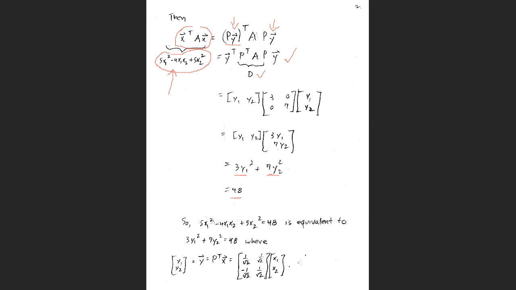And so this quadratic form here, 5x1 squared minus 4x1 x2 plus 5x2 squared equals 48, is equivalent to the quadratic form 3y1 squared plus 7y2 squared equals 48, where the vector y is equal to P transpose times x. If x is equal to P times y, then y equals P transpose times x.